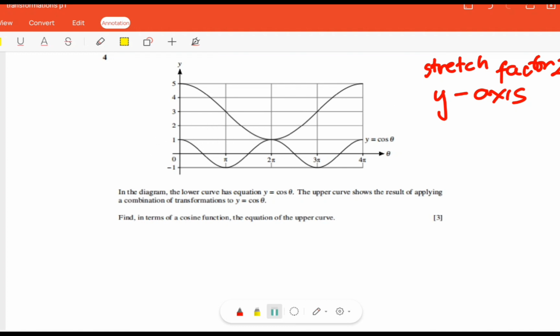Now that we have a stretch of factor 2 in the y-axis, that means we've multiplied our y-coordinates by 2. So we need to just verify if indeed that's what has happened. So we're going to take a look at our original point, -1. If we multiply that by 2, that's supposed to give us a -2. If we multiply this point 1 by 2, we are supposed to get 2. So if we had just stretched in terms of y, we're supposed to be having these coordinates.